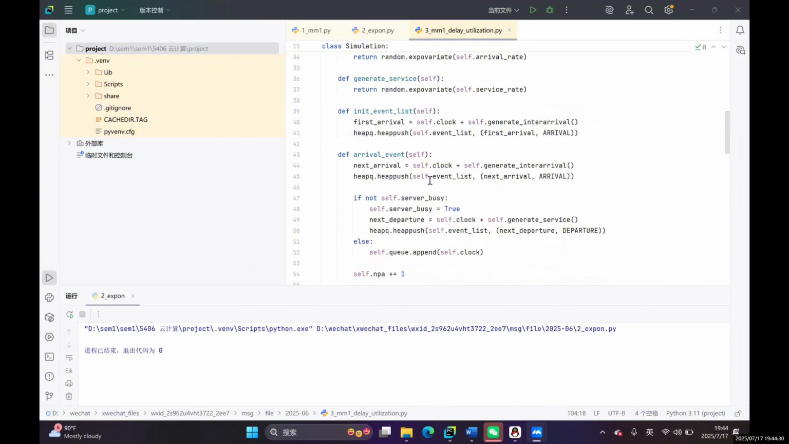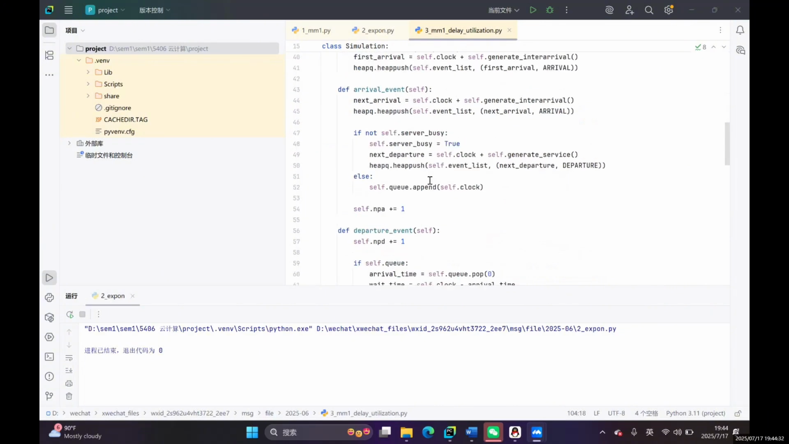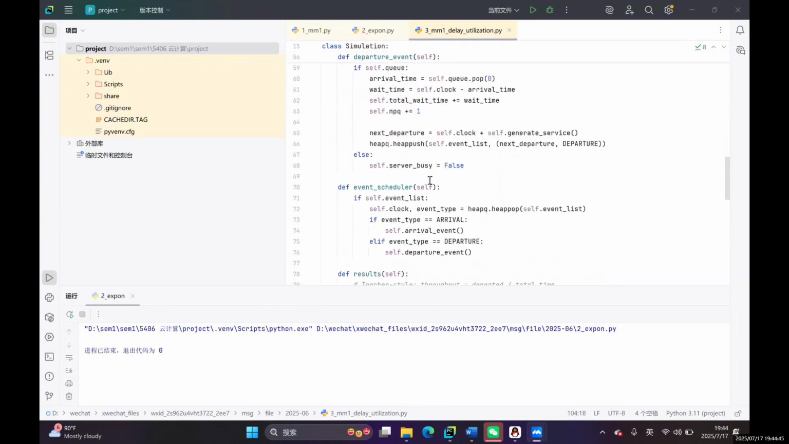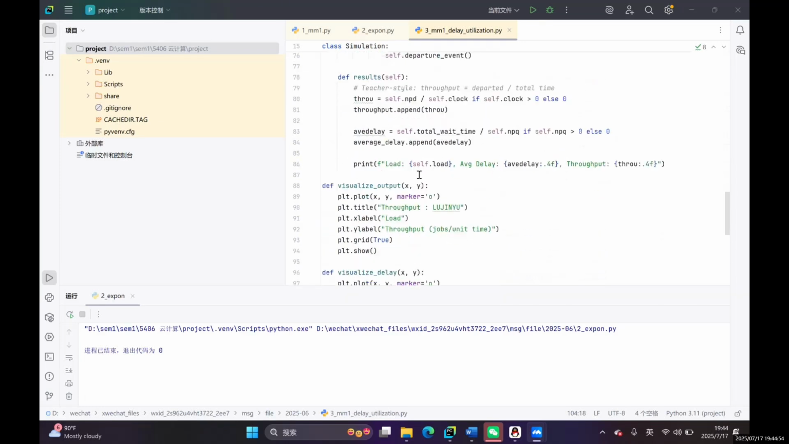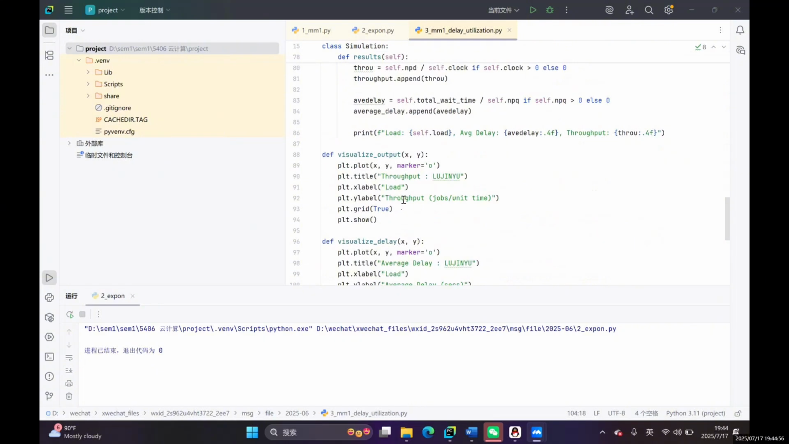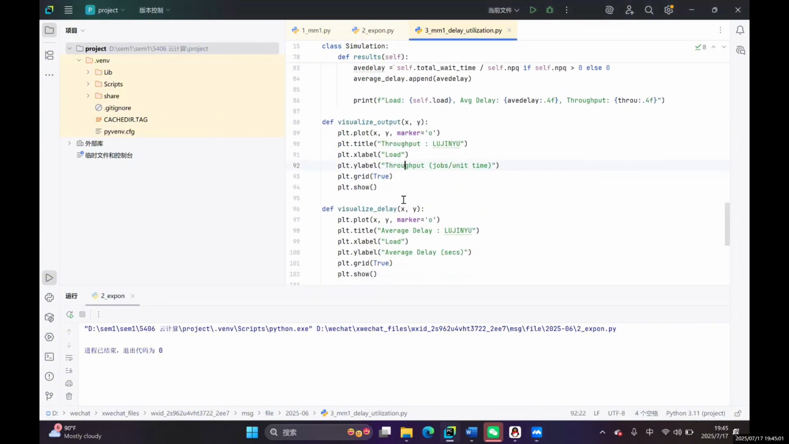The first is the throughput, calculated as departures divided by total simulation time. And the second is average delay, calculated as total waiting time divided by number of served customers. So here are the results. And finally, we also visualize the throughput and average delay with different loads. Now let's run the code.